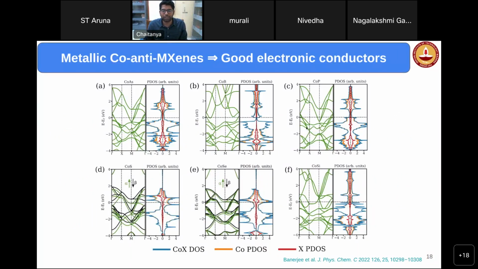In all these cases, you can clearly see that the bands are crossing, and you can also get the same kind of information from the density of states. You should see the density of states by rotating your head here. If there is a finite amount of density of states at the Fermi level, that's what is called a metal. If there is a gap, that is called a semiconductor. If the gap is very huge, that's what you call an insulator. Clearly from these figures, you can understand that all the cobalt anti-MXenes are good electrical conductors because they have the finite density of states as well as the bands are crossing at the Fermi level.